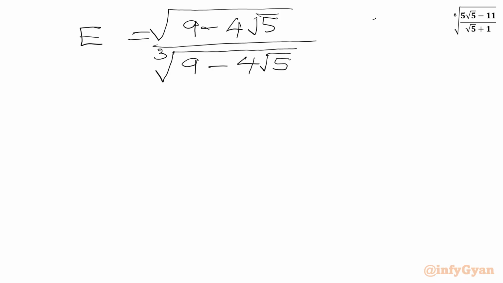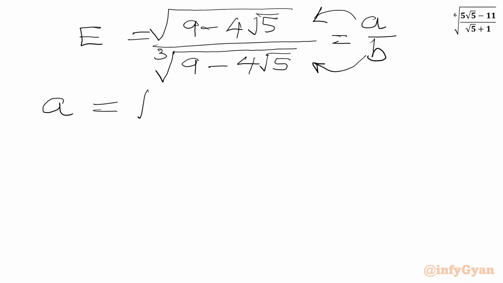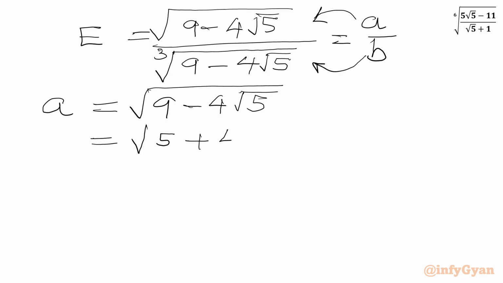Now I will call the numerator equal to A and the denominator equal to B. So we have to simplify or evaluate A and B separately. I will begin with A. A is the square root of 9 minus 4 square root 5. Now I can write 9 as 5 plus 4, and then we have minus 4 root 5.